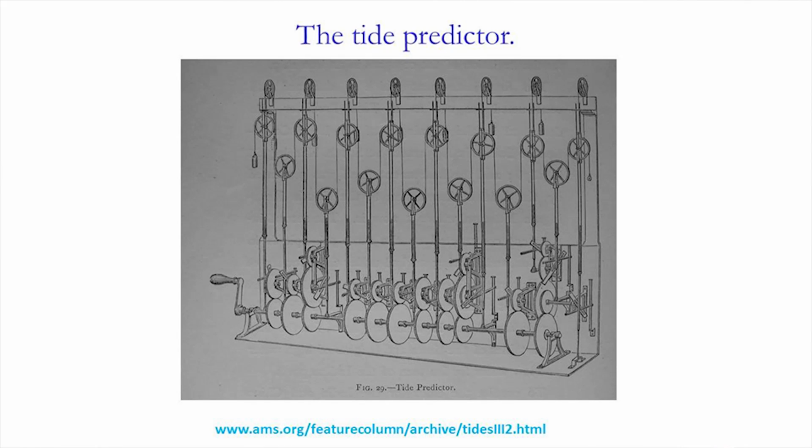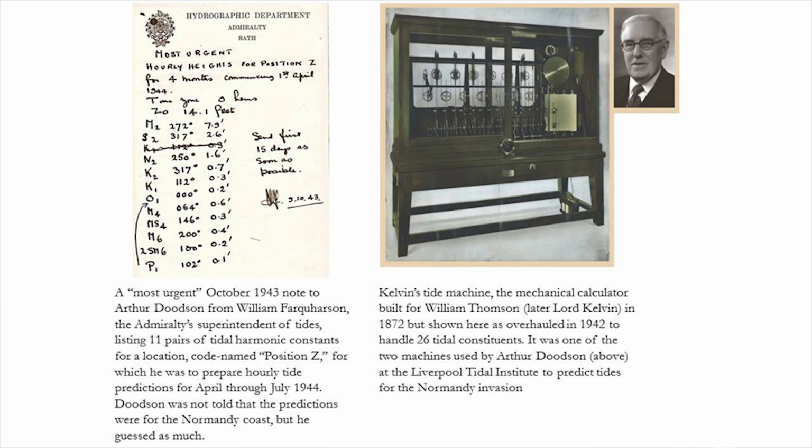And this was used up to 1944. Here's a Kelvin tide predictor, a slightly later, slightly modified version of it. And here's the request for a most urgent 1943 note to Dudson from Farquharson, the Admiralty's Superintendent of Tides, listing the 11 pairs of the harmonic constants. They're the coefficients of the trig terms, and the request was to prepare the hourly tide for April through July 1944 to prepare for the D-Day landings.